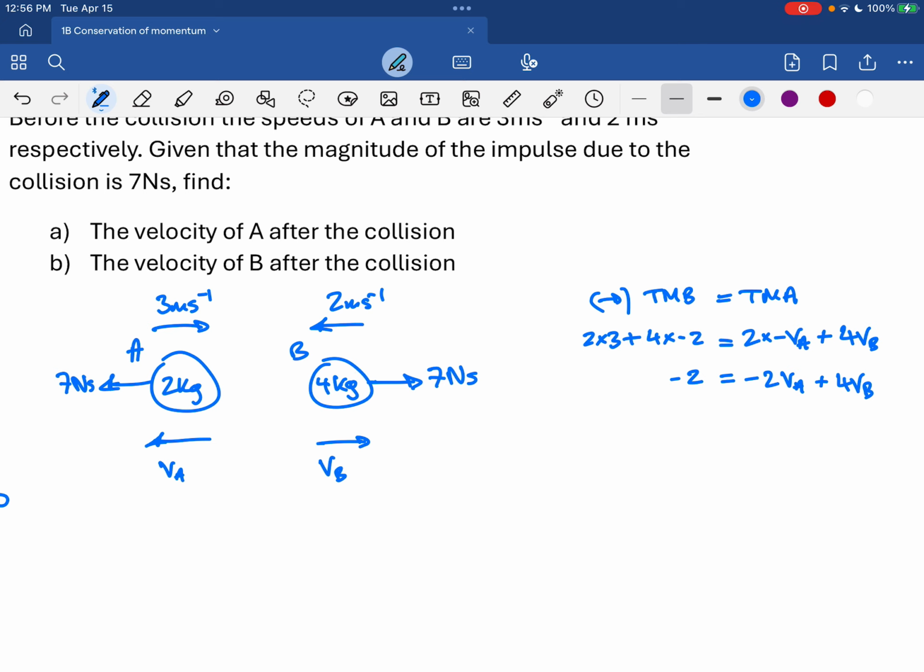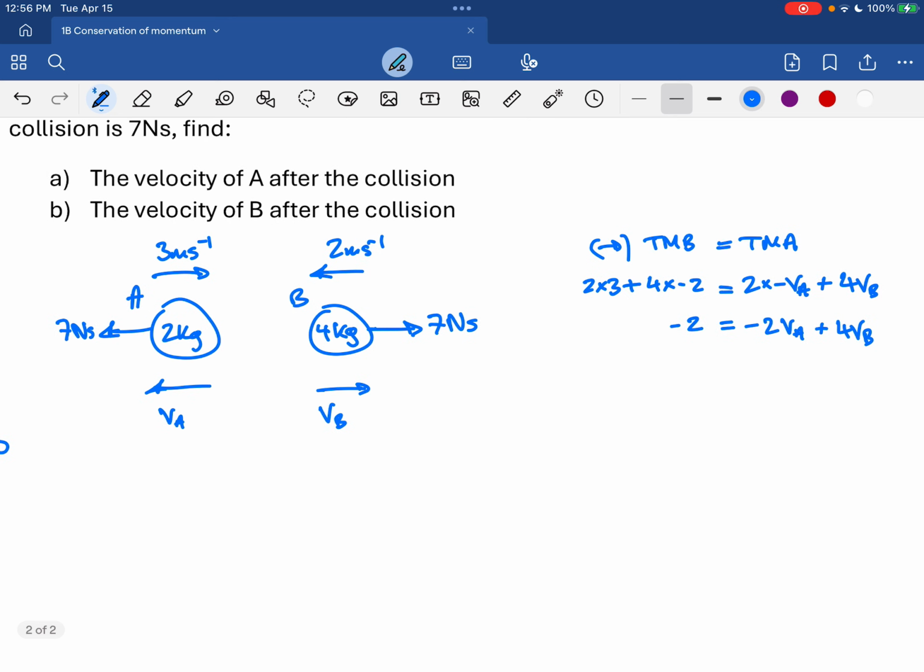So I guess the problem here is we have an equation with 2 unknowns, so we don't really have enough information to work out either. But what we haven't used is the fact that we know that the impulse of each of these is 7 newton seconds. So we'll have a look at the impulse instead.